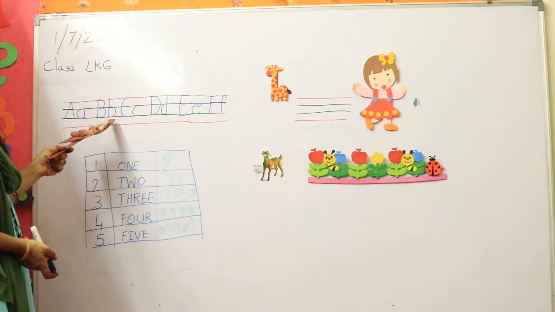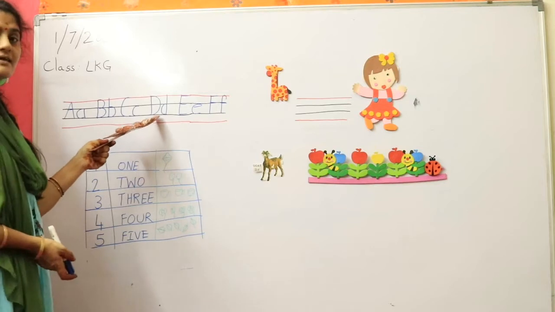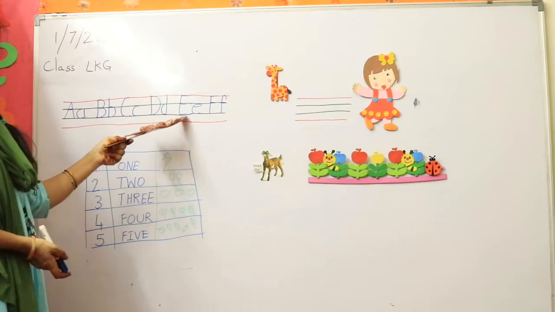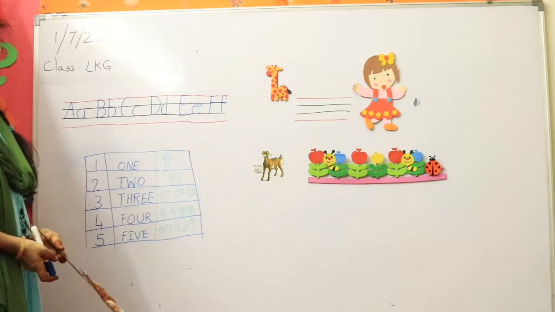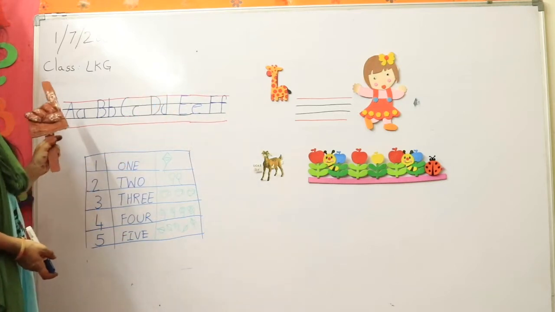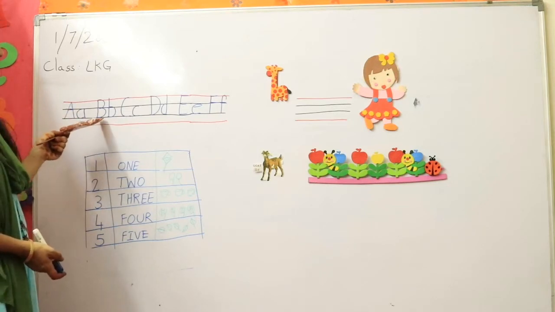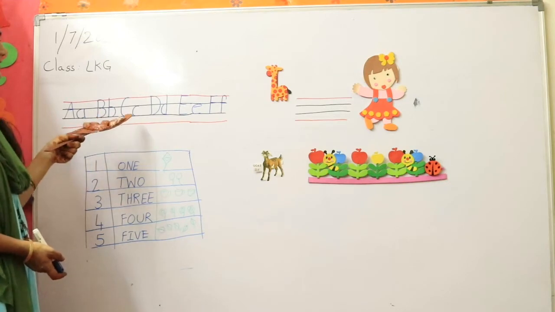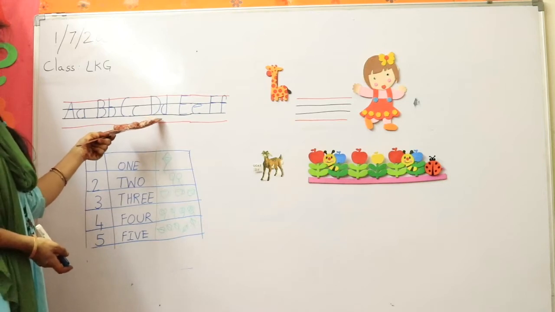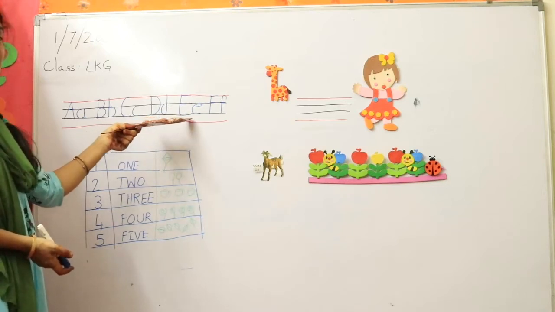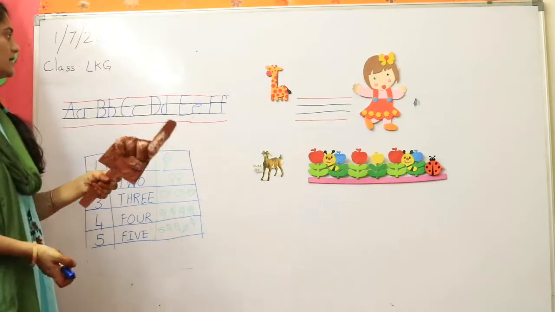Capital B, small b. Capital C, small c. Capital D, small d. Capital E, small e. Capital F, small f. And what are the sounds? What is the sound of each letter? A, apple. B, balloon. C, cucumber. D, dinosaur. E, elbow. This is your elbow. Touch your elbows. Very good.